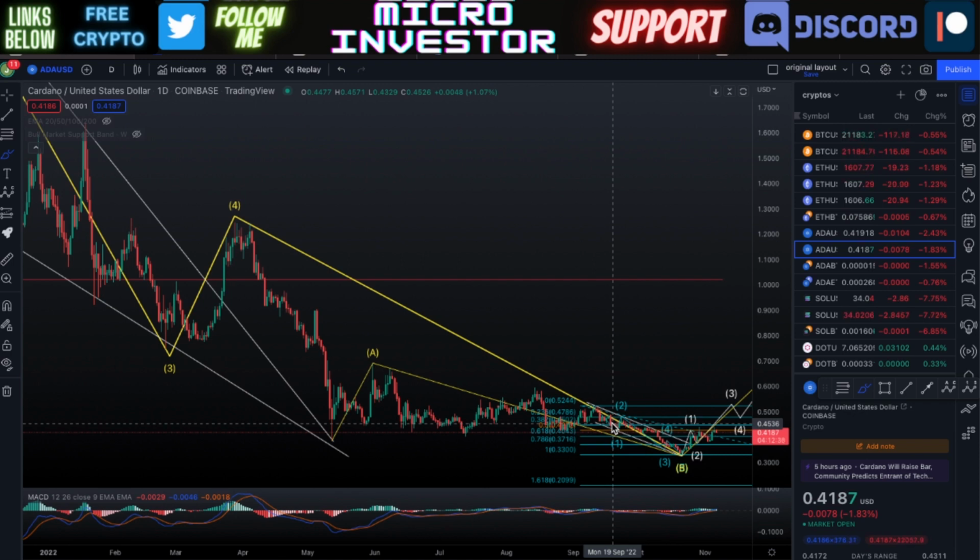So I'd like to hear your guys' thoughts and opinions about this. Where do you guys think that Cardano is going to be at by December? And where do you guys think that we're going to be seeing Cardano go to next year? Do you guys think that we're going to be seeing Cardano go back to the price of $3? I would like to know.